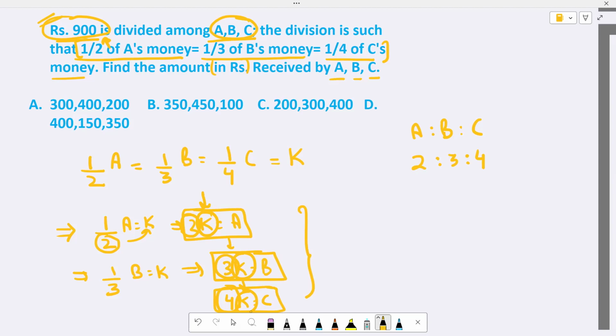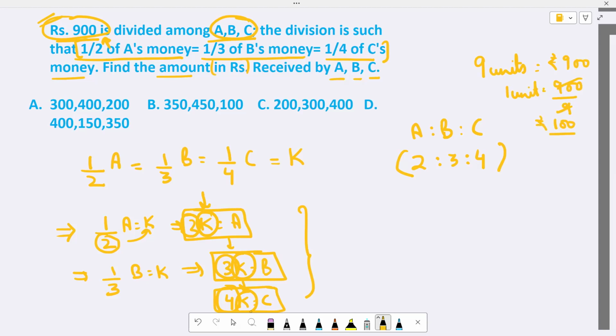And now since they are asking the amount in rupees received by all these three, these are all just the simplified units that we have. So we add them. 4 plus 2 is equal to 6, plus 3 is equal to 9. So it means that 9 units is equal to rupees 900. So 1 unit will be equal to 900 divided by 9, which means it will be equal to 100 rupees.